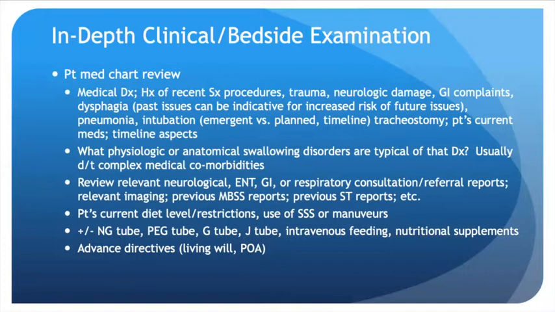As I mentioned before, you always have to determine their current diet level and their restrictions. What safe swallowing strategies or maneuvers are they currently using, if any? Does the patient have an NG tube, a PEG tube, a G tube, a J tube, intravenous feeding, or any nutritional supplements? Did they have any of these in the past if they don't have them currently?